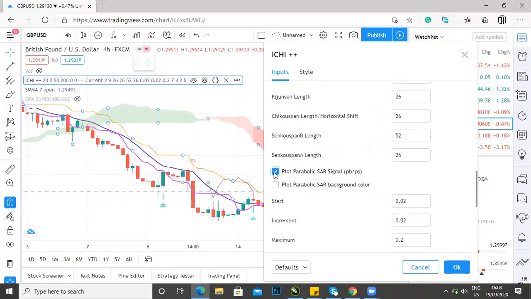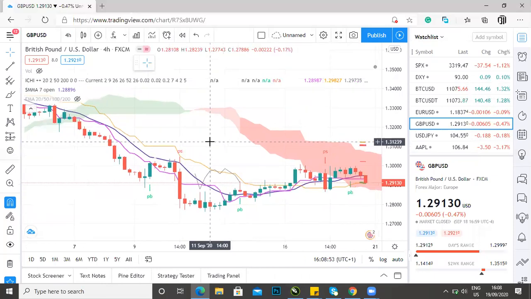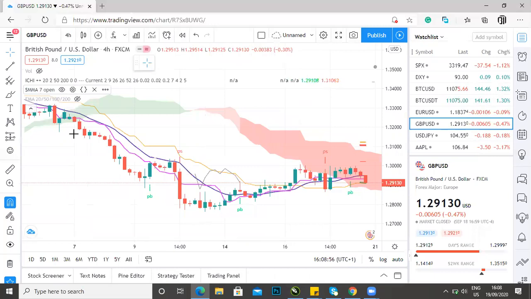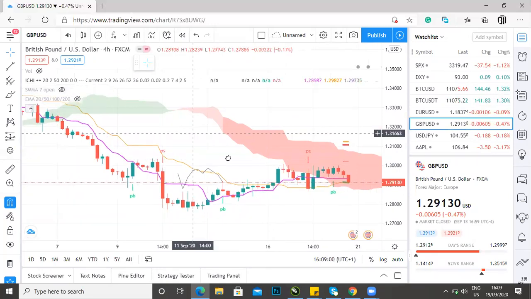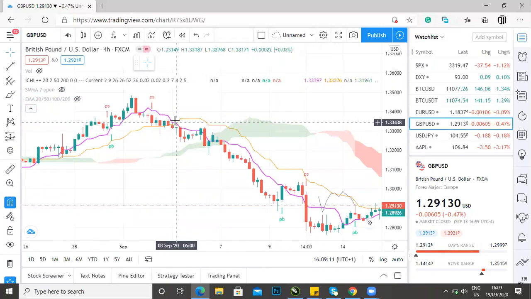Now on the screen, you can see that there's a call that happens. Here, there's a PB and there's a PS. This is called a parabolic buy and a parabolic sell. Now, how do you know that you are really on the long sell, that you are really going on the right path of the direction? If we look at what happened here, a cross happened.